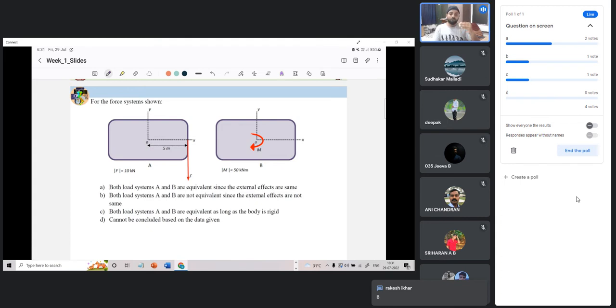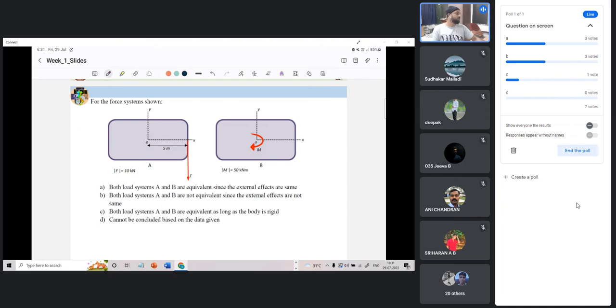B. Both load systems A and B are not equivalent since the external effects are not the same. C option is both load systems A and B are equivalent as long as the body where it is applied is rigid. D is cannot be concluded based on the data given. That is, you need to supply some more information. The question is ill posed and you need to supply some more information to get the answer. What do you people think is the answer?